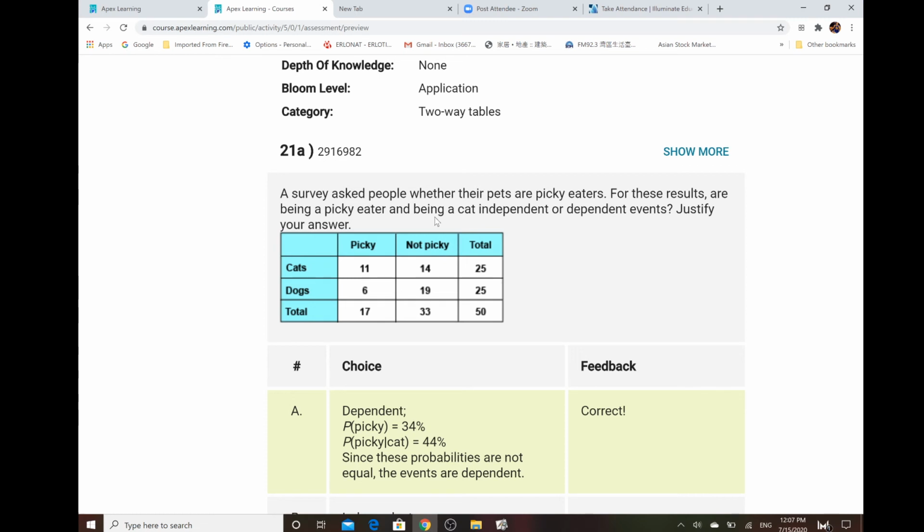That would be 64%. Or would that be 11 over 50? Yeah, this one is one of the interesting ones.